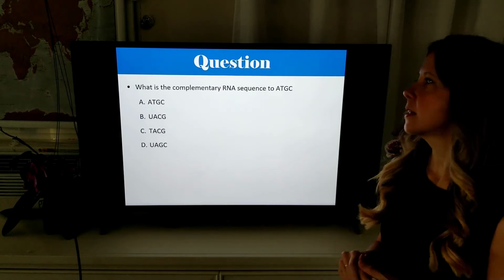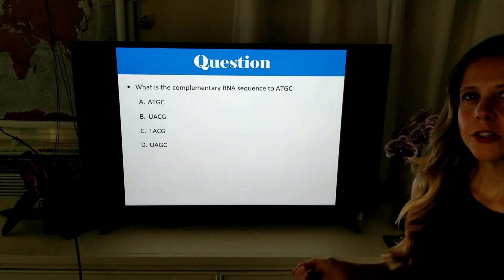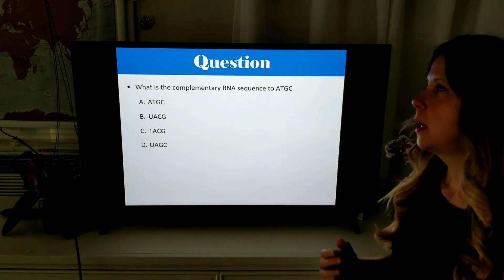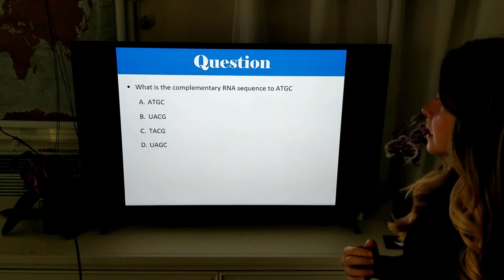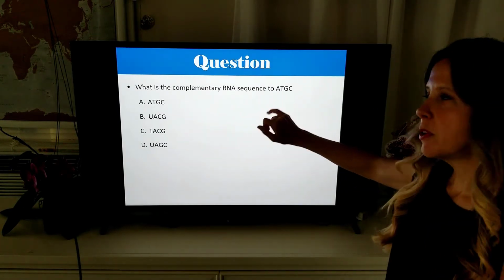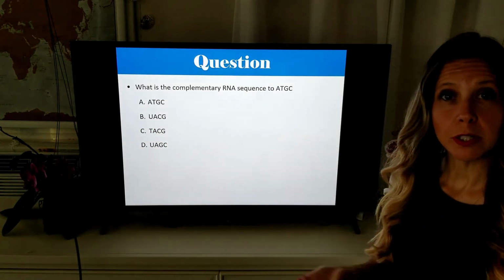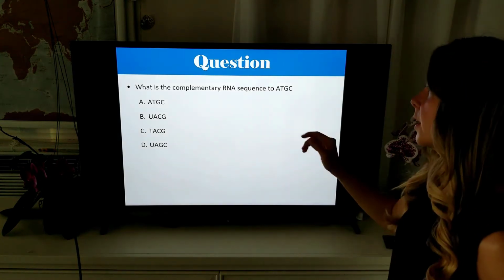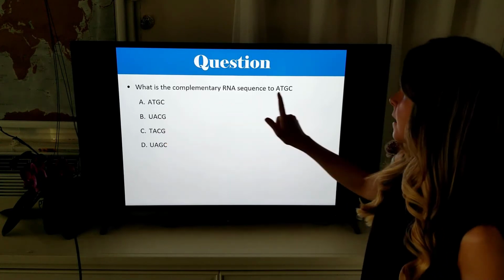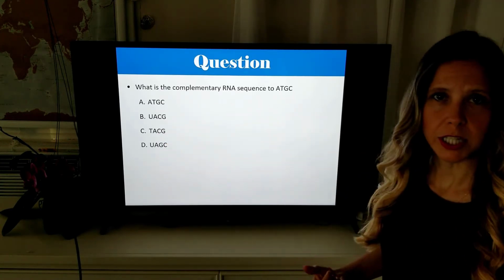Alright, let's have a look at this question. What is the complementary RNA sequence to ATGC? Well, if we have a look at our answers, the answer is B. Where we have an A, we would have a U because we don't have thymine inside messenger RNA. Where we have T, we would have A, G, we would have C, and C, we would have G.